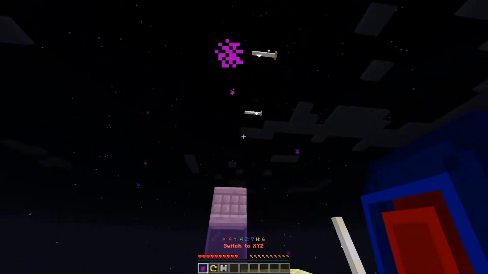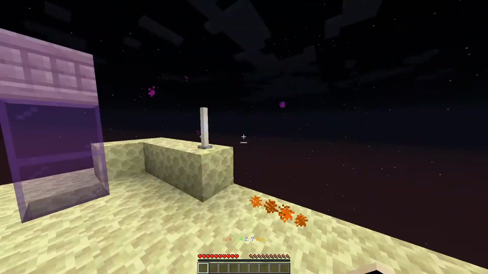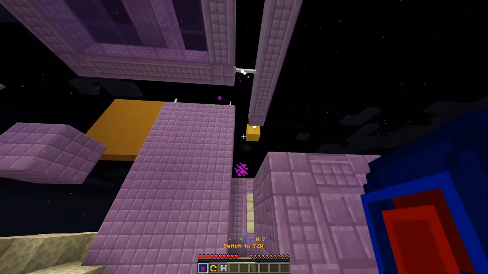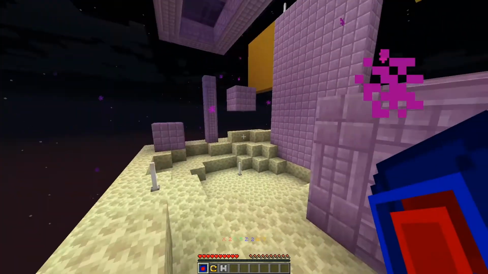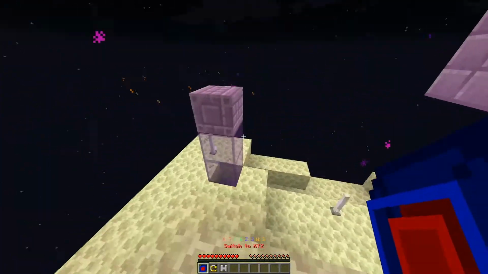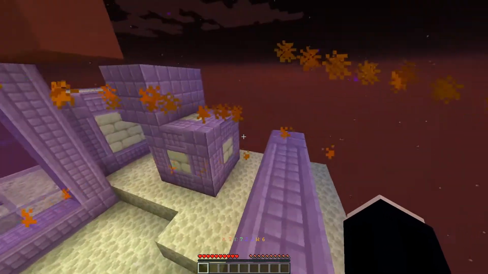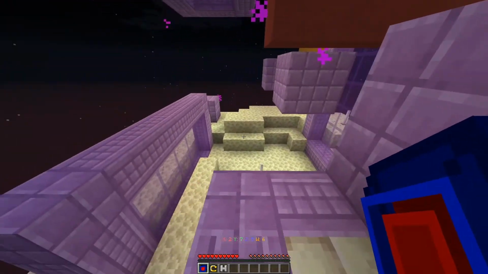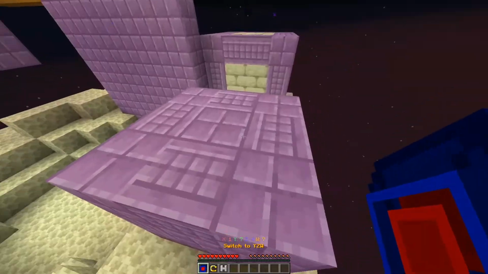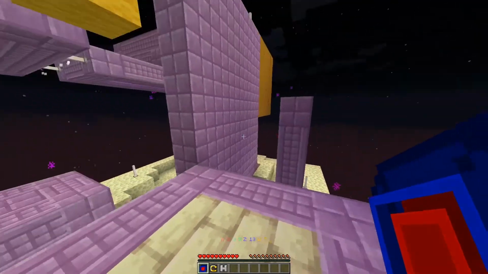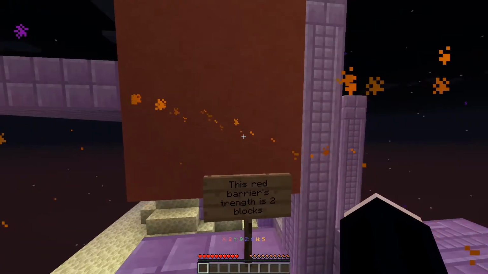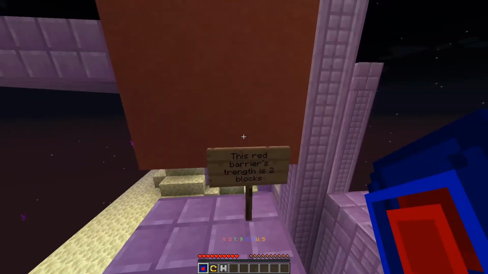Oh, hey. What's up with this? Come on, get in the same side. Oh, okay. Where's the yellow wool up there? Let me jump up here. Very cool. I'll be able to go here. And then up here.